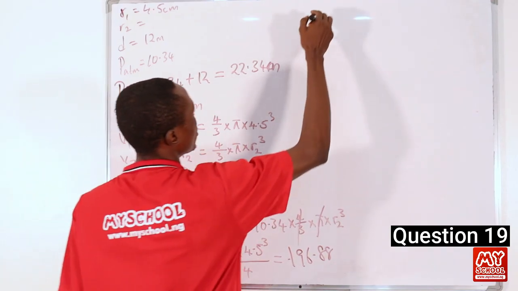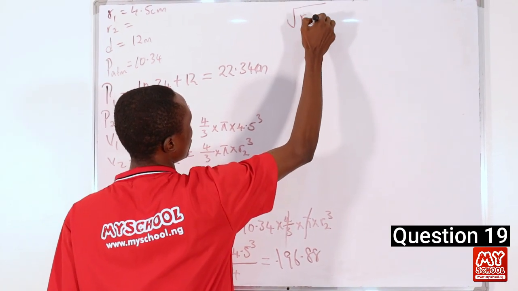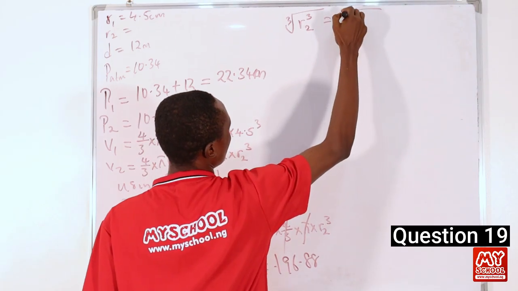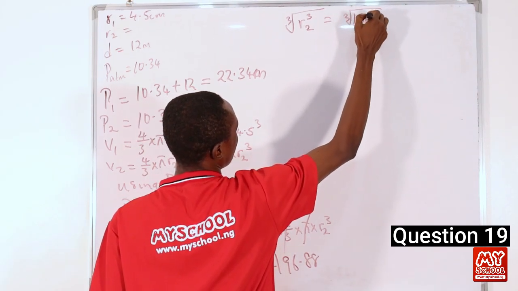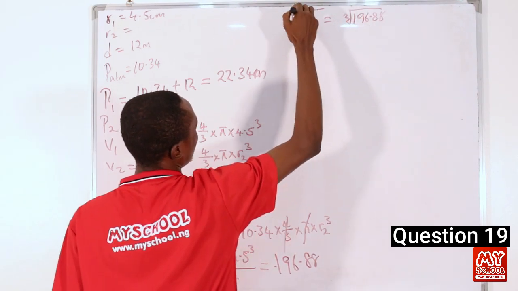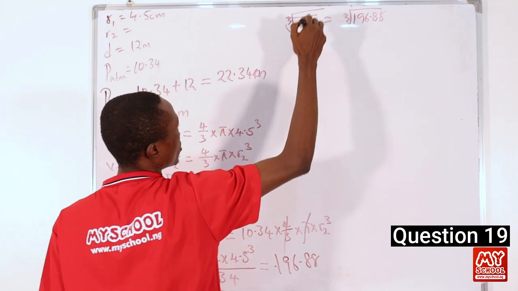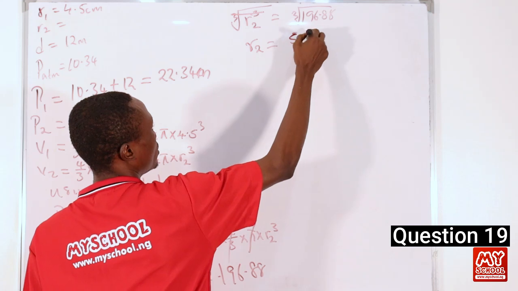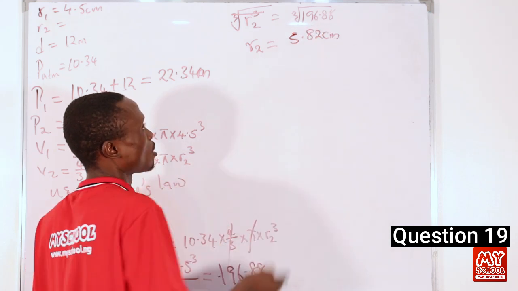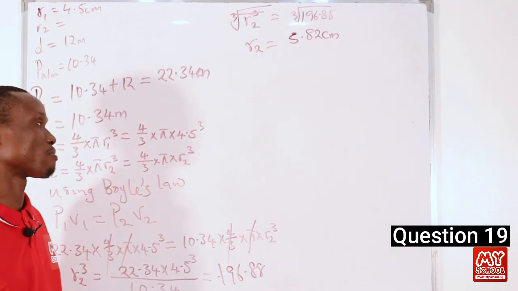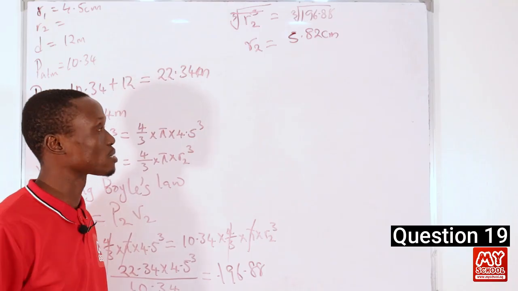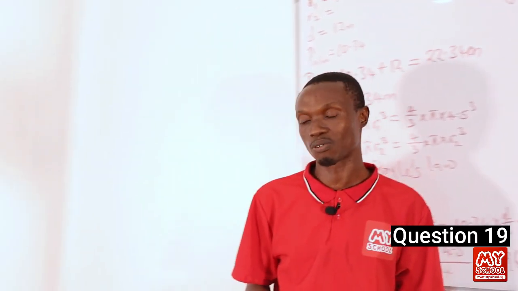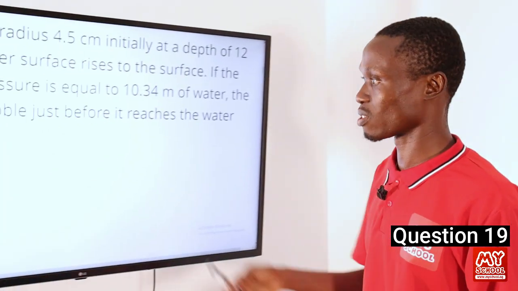root of both sides. So the cube root of r2 raised to power 3 will be equal to the cube root of 196.88. So the cube root cancels out the power, and so r2 is equal to 5.82 centimeters. So the radius of the bubble as it rises to the surface of the water is 5.82 centimeters. So let's move over to the screen to pick the correct answer to this question.